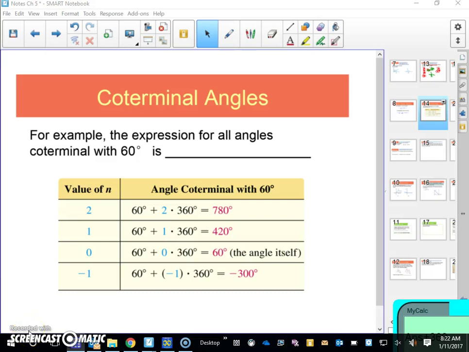Speaking of coterminal angles, one of the most commonly missed questions on the next quiz is something similar to this: the expression for all angles coterminal with 60 degrees. So we just did an example where we found coterminal angles by adding or subtracting 360. Basically, we're going to add or subtract some multiple of 360.